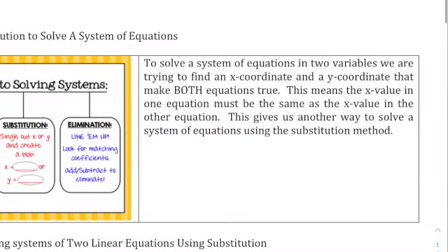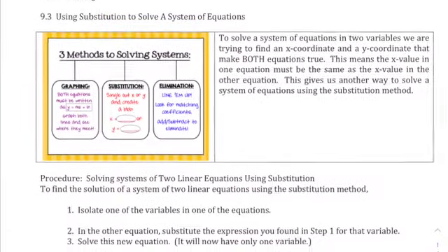To start off, to solve a system of equations in two variables, we are trying to find an x coordinate and a y coordinate that make both equations true. This means the x value in one equation must be the same as the x value in the other equation. This gives us another way to solve a system of equations using the substitution method. Okay? That's the substitution idea.